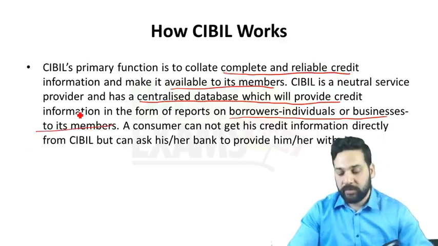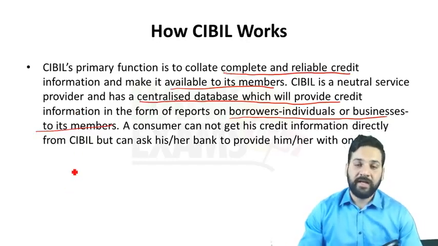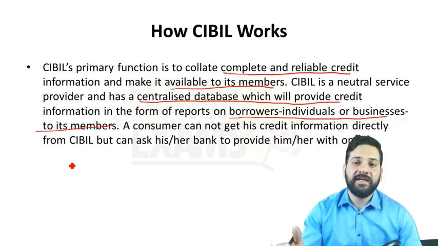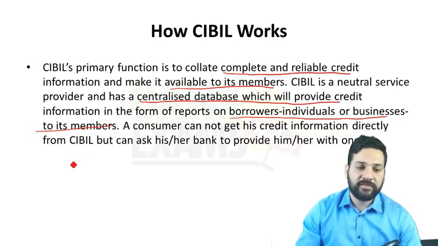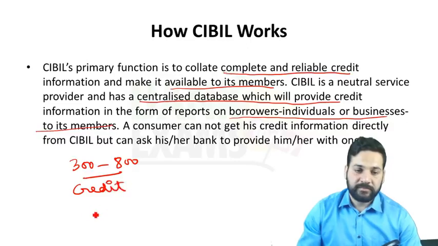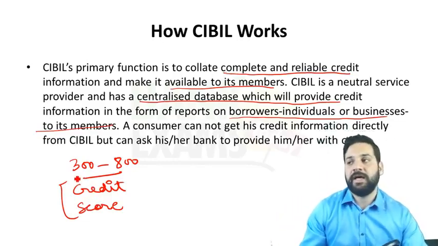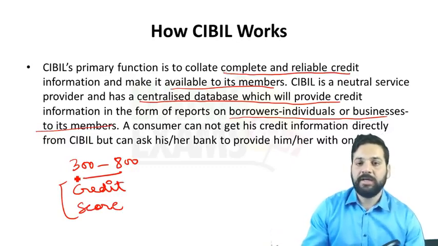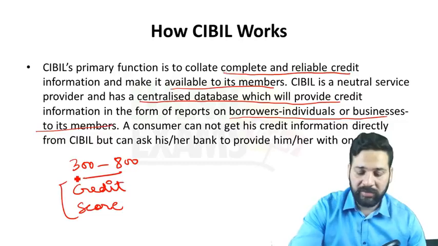So not just the borrowers, CIBIL is going to give credit scores to individuals as well as separate legal entities like public limited companies or private limited companies. CIBIL is going to provide the scores from 300 to 800. We call it the credit score. The credit score is nothing but the credit history of that same person. That person can be an individual, it can be an LLP, it can be a private limited company, it can be a public limited company. So based upon this score, the banks are going to either accept or reject the loan application. So that's how CIBIL works.